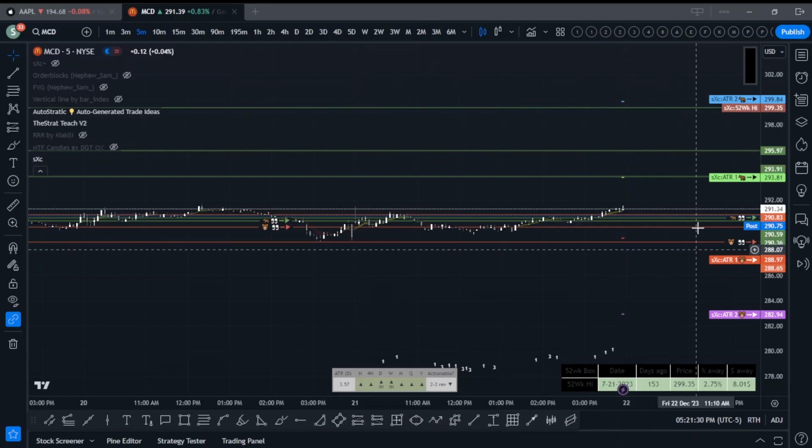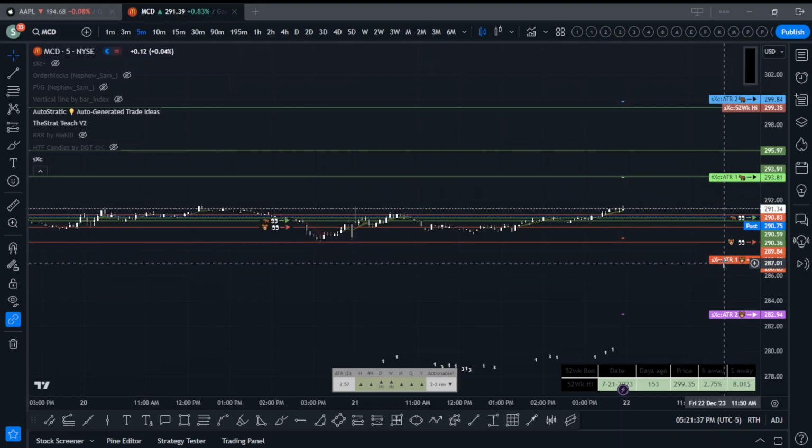So this first step here, the ATR 1, will be for your 0 days, potentially reaching those price targets, and then the ATR 2 will be for your next week's.